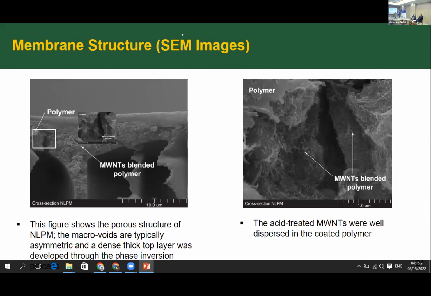And the membrane structure, as you can see here on the left-hand side, this figure shows the polar structure of the material, and the macro walls are typically asymmetric with a dense thick top layer that was developed through the phase inversion process. On the other hand, the acid-treated NWTs were well dispersed in the coated material.